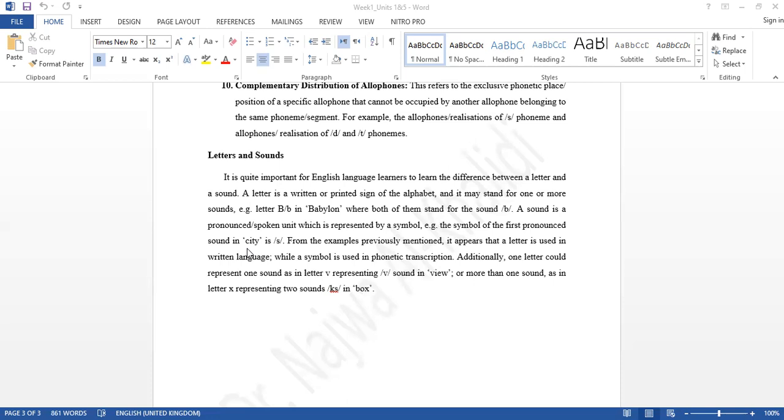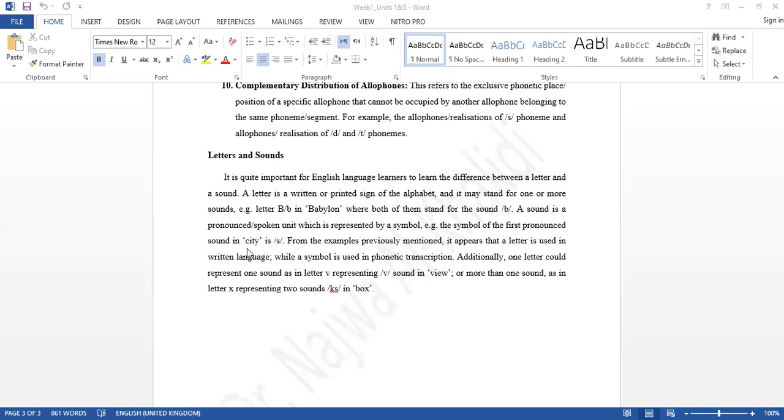We use letters as alphabetic signs to represent our thoughts on paper. But in order to represent sounds, we use symbols. A letter could stand for one sound. Example, we have fan. The letter F at the beginning of this word represents only one sound, which is the F sound.